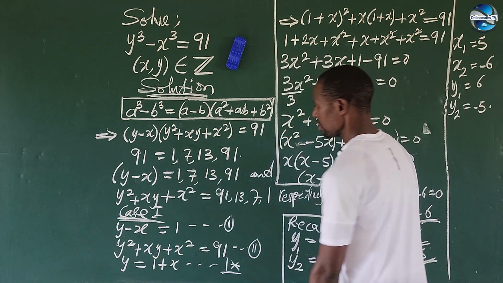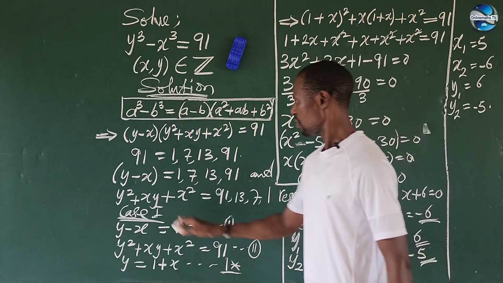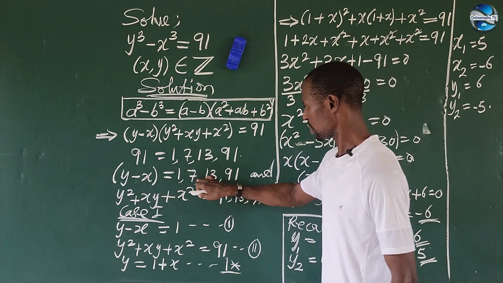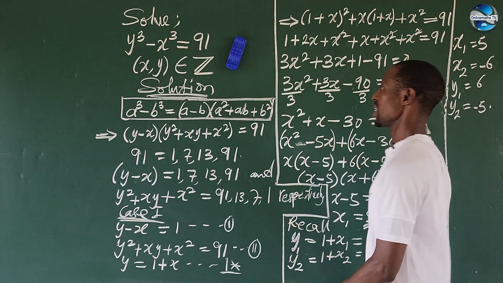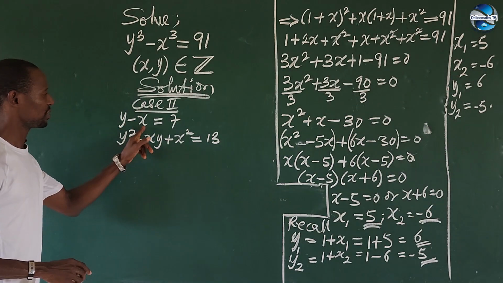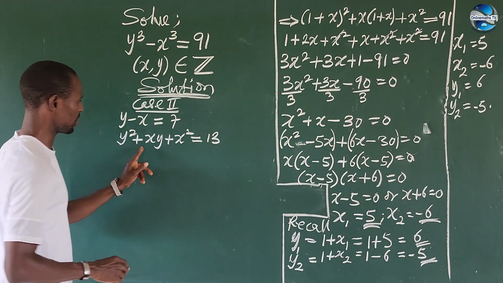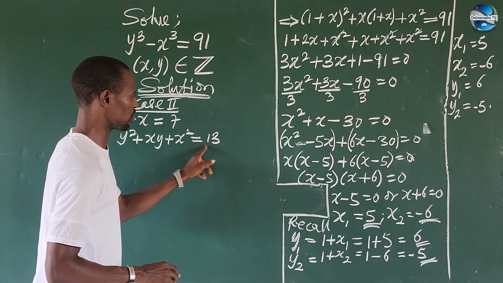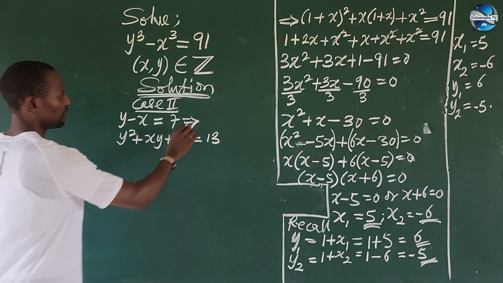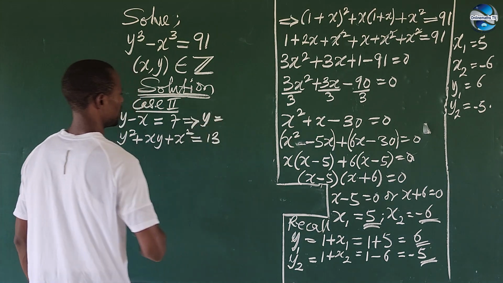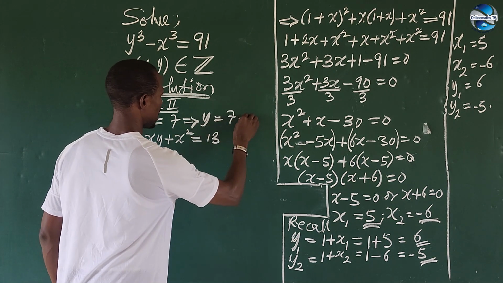And then we now take our second case scenario, where we're going to have this expression equal to 7 and this equal to 13. So let's consider case 2. Now here we have y minus x equals 7 and y squared plus xy plus x squared equals 13. Again, we want to make y the subject of the formula. So y will now be equal to 7 plus x.